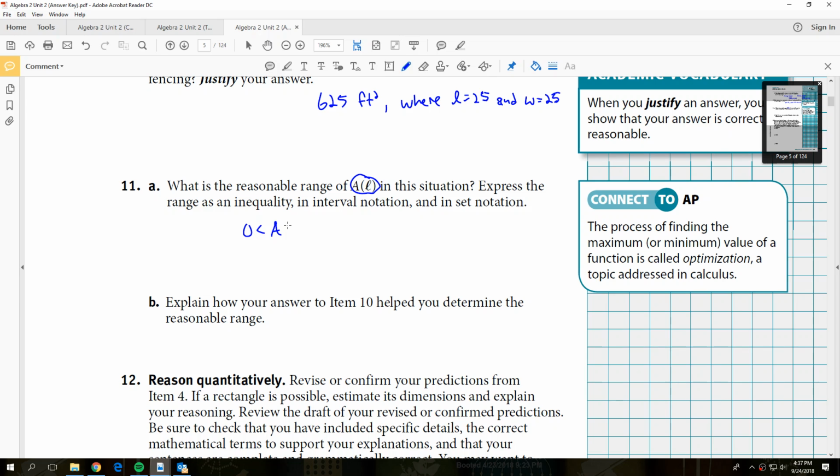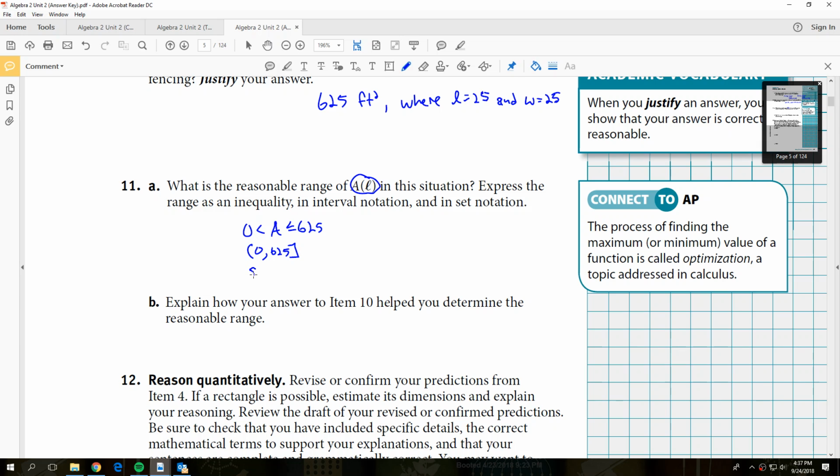And it could go up to, as we said, 25 by 25, which could be 625, and that is including that value. 25 by 25 would be 625 square feet. Again, interval notation will be from 0, not including, up to 625 inclusive, so we have a square bracket.